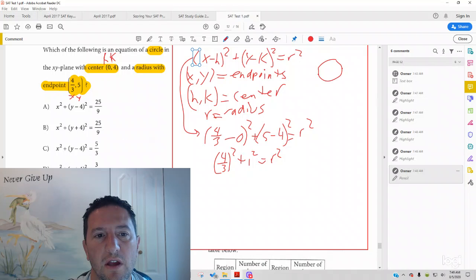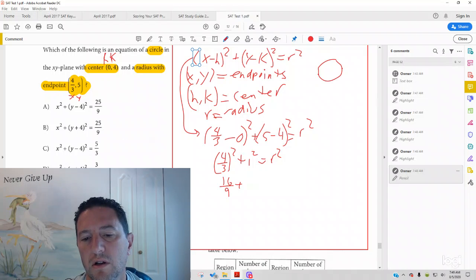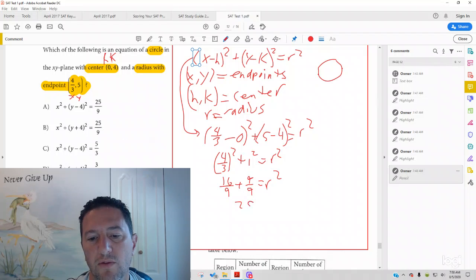(4/3) squared, if you had to do this on no calc math, all you do is square the top, you get 16, square the bottom, you get 9, plus 1 squared is 1, so I need a common denominator when I add, so it's going to be 9 over 9 equals r squared. Then what I get is 25 over 9. Remember, when you add fractions, you add the top, you keep the bottom, equals r squared.